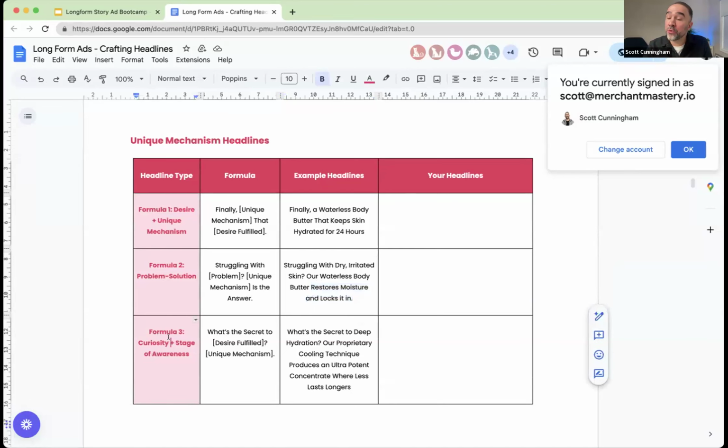Then we're going to go to formula three. Formula three, curiosity plus stage of awareness. What's the secret to fulfilling this desire? Unique mechanism. These are all pretty similar; these are unique mechanism ones, right? So, what's the secret to deep hydration? Our proprietary cooling technique produces an ultra potent concentrate where less lasts longer.